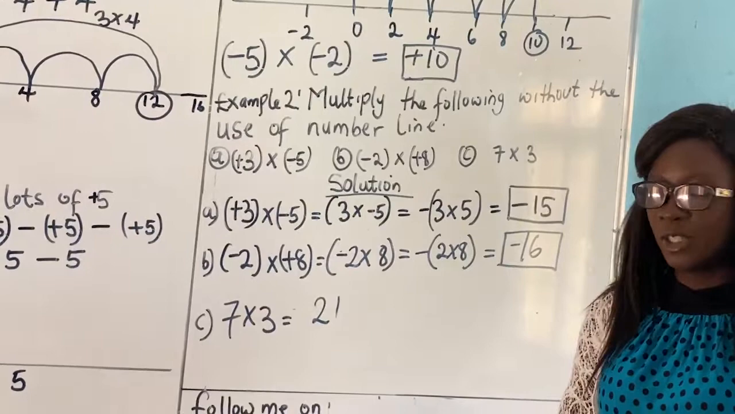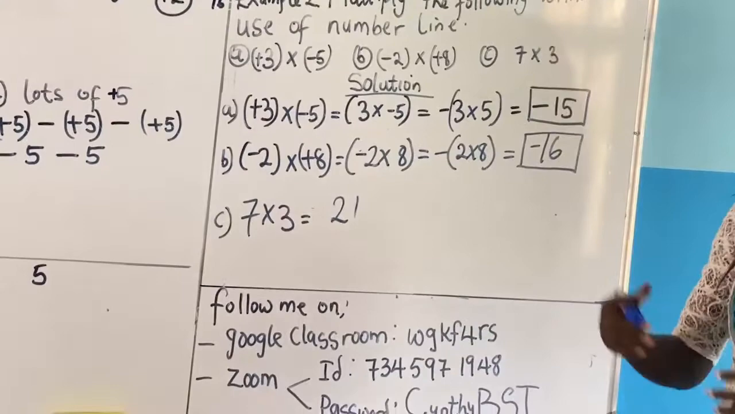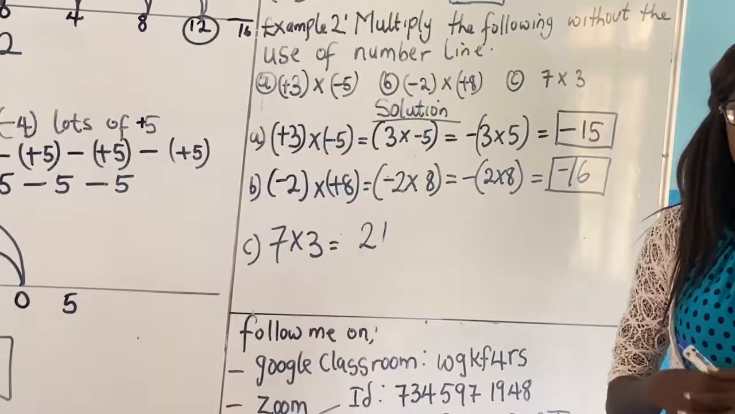Alright, we've achieved so far all our objectives. So try to recap this video like 2 to 3 times so that you're able to master how to multiply directed numbers using number line and without the use of what?